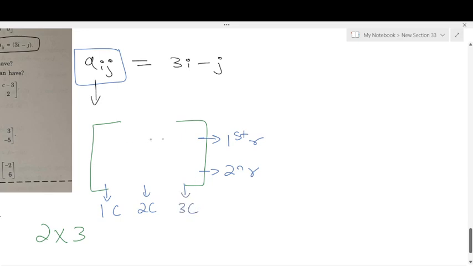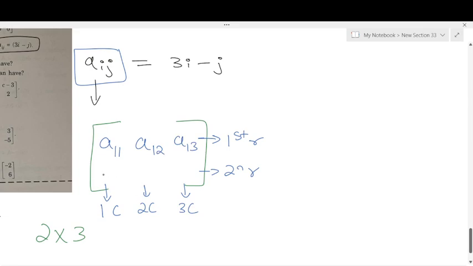Now start filling. In the first row, I should have how many? 3. A, compare 1, 1. Next, what is I and J, students? What is I and J? First row, 2. Next, A13. Have we completed the first row, 3 columns?